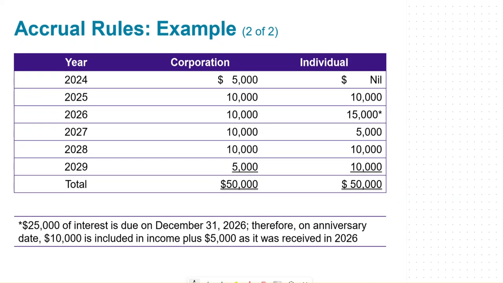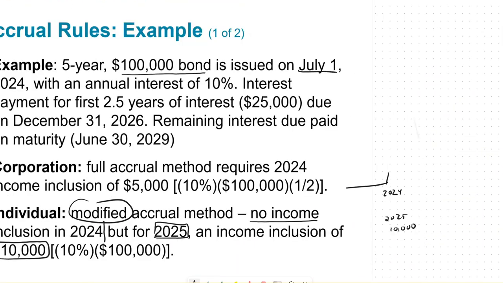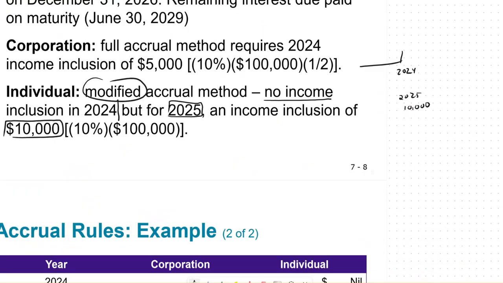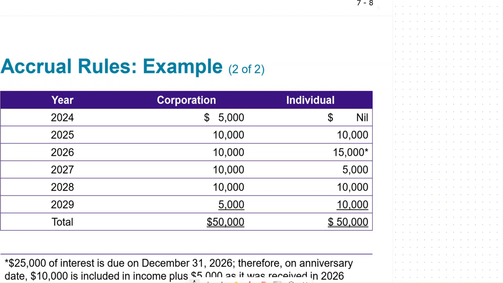Now, when you think of a full accrual method, this is over the life. This bond was issued for 5 years. For the individual, they're not going to do anything, but at the end, you're going to be paying the taxes on the full amount. Doesn't matter if you are an individual or a corporation, but when you pay the taxes, it's different. In this case, the 5,000, depending on their anniversary date, this is where it is going to be calculated.